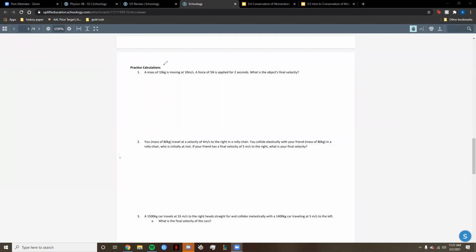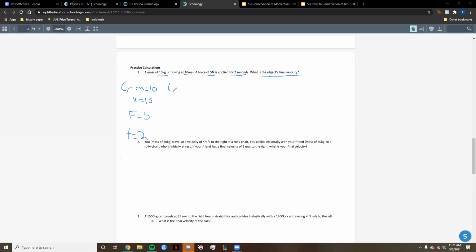Question 1. A mass of 10 kilograms is moving at 10 m/s, and a force of 5 newtons is applied for 2 seconds. What is the object's final velocity? So we're going to be using GUESS here. Our m equals 10. Our v initial velocity is 10 as well. Our force is 5, and our time is 2.